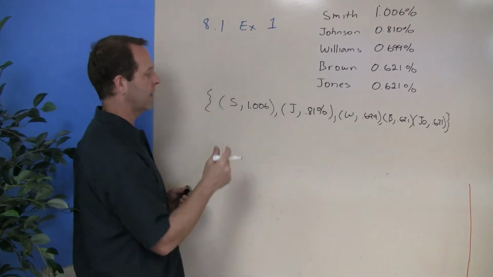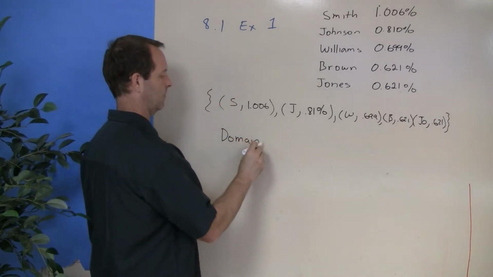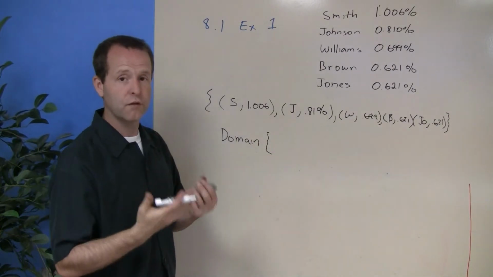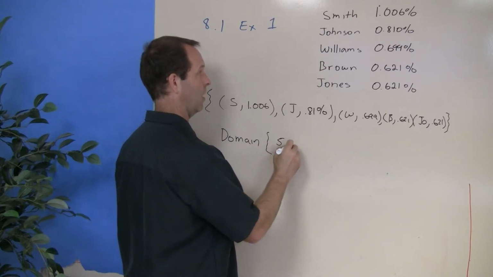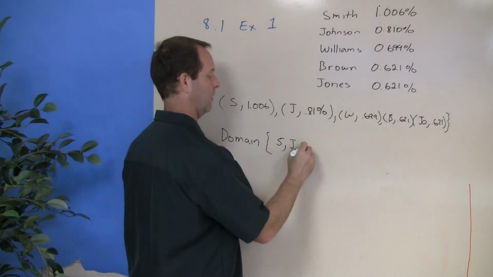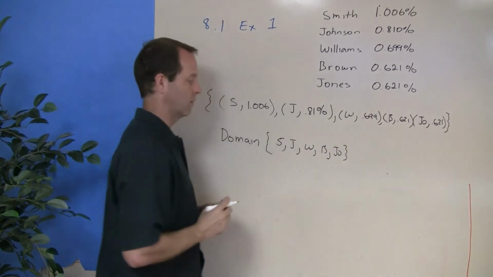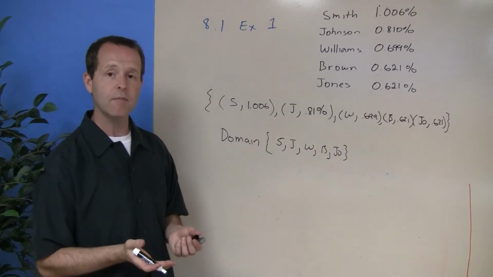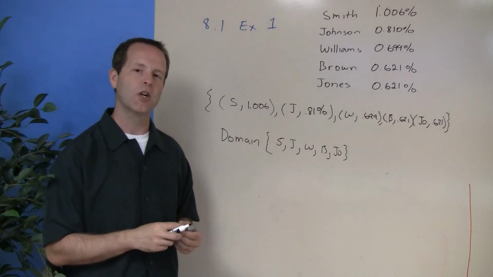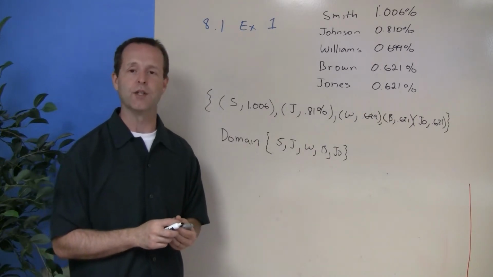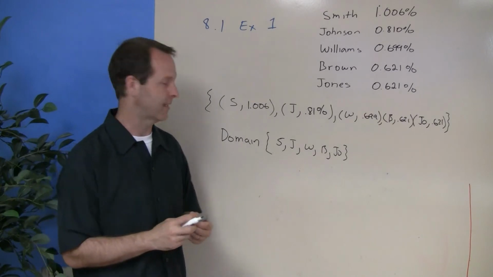So if I were going to look at this, we're going to call our domain all of those first values: Smith, Johnson, Williams, Brown, and Jones. Those names, or those input values, represent our domain. The second term in a relation that we're going to look at is called a range. What are its outputs? Sometimes, what are its answers a little bit.